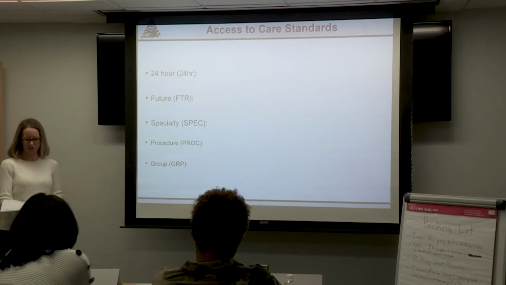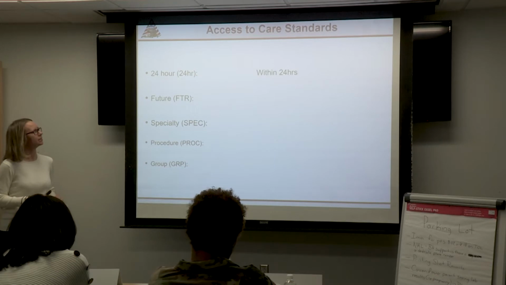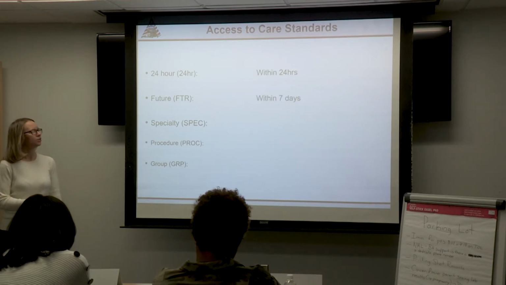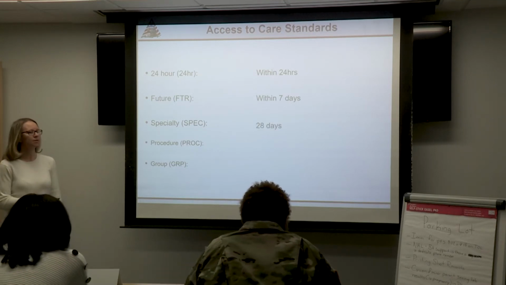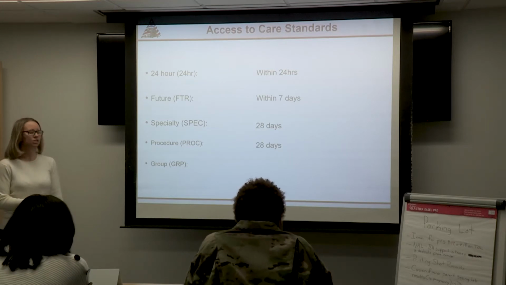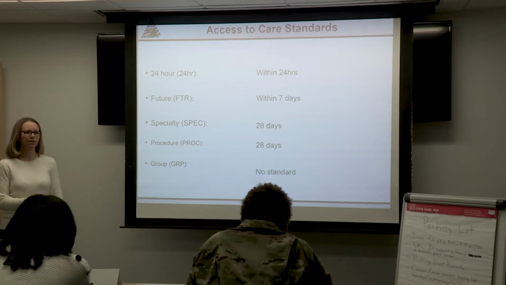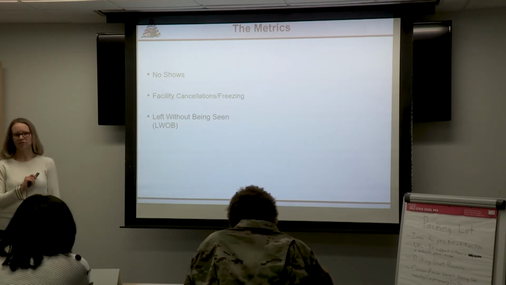So, access to care standards. For 24-hour appointments, the standard is to have them available within 24 hours. Future appointments within 7 days. Specialty appointments, 28 days. Procedure appointments within 28 days. And group appointments do not have a particular standard. Any questions on the access to care standards?